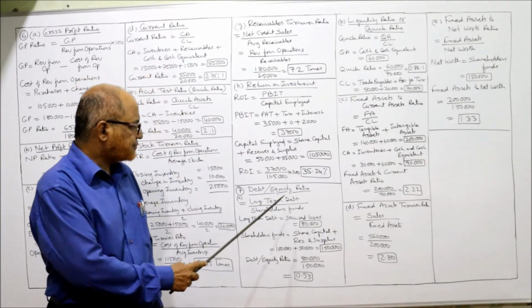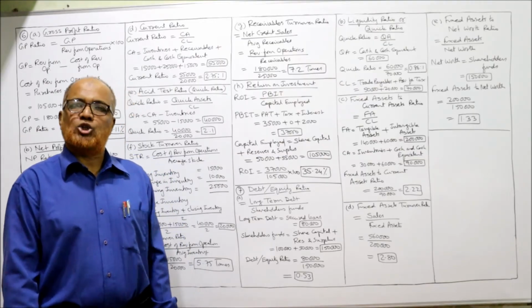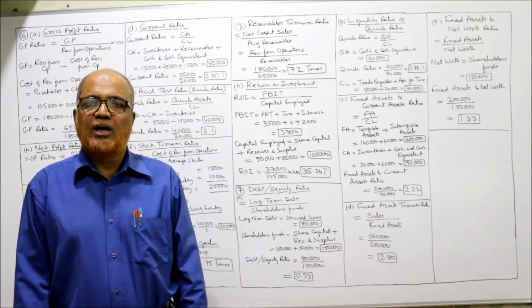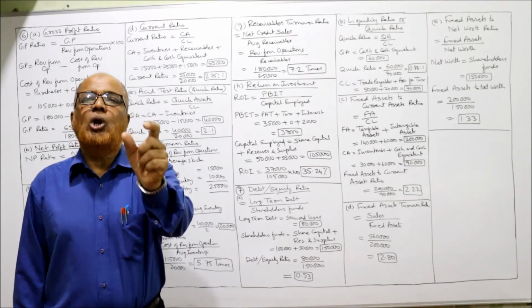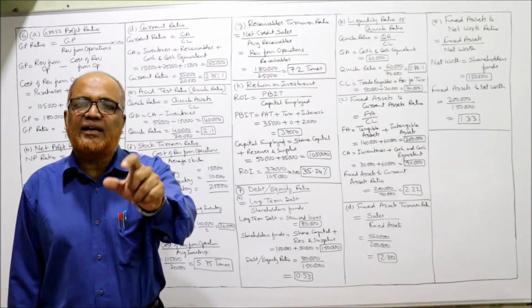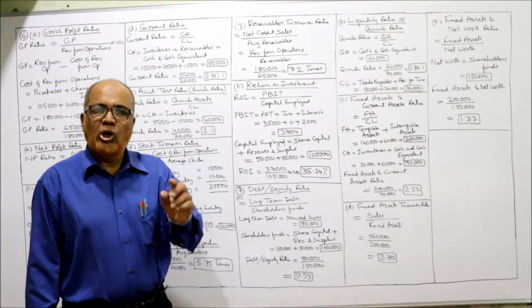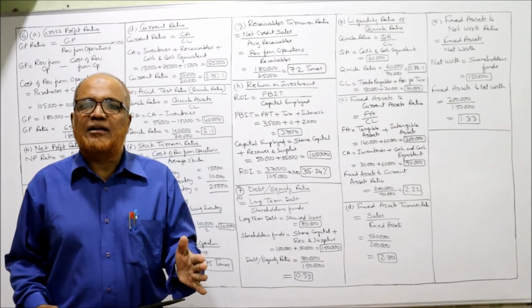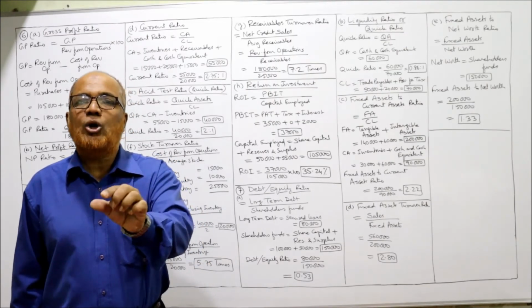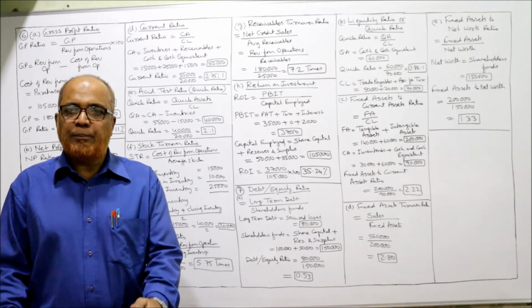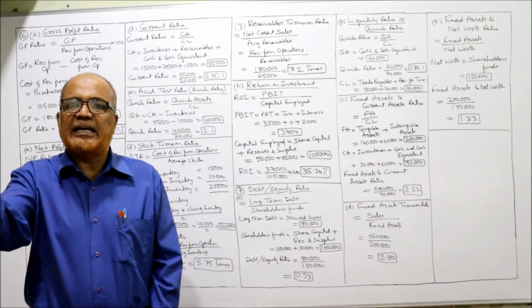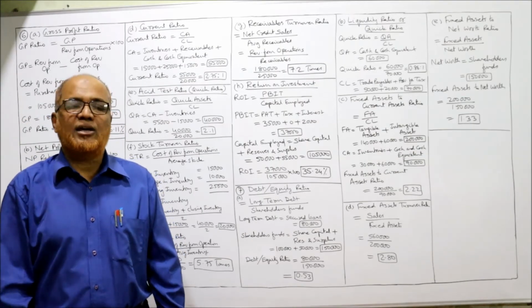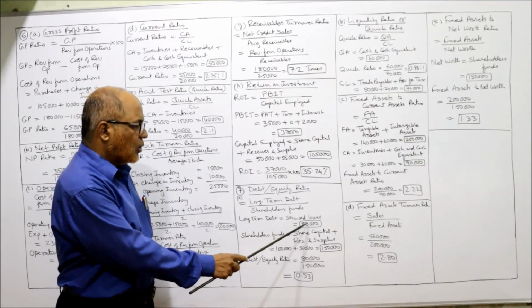Now I'll start. First ratio, debt equity ratio. It's a leverage ratio, a capital structure ratio. Debt equity ratio is equal to long-term debt divided by shareholders fund. Long-term debt consists of the secured loan in our problem. In the present problem, it is given as non-current liabilities. That non-current liability is long-term debt, the secured loan of 80,000.